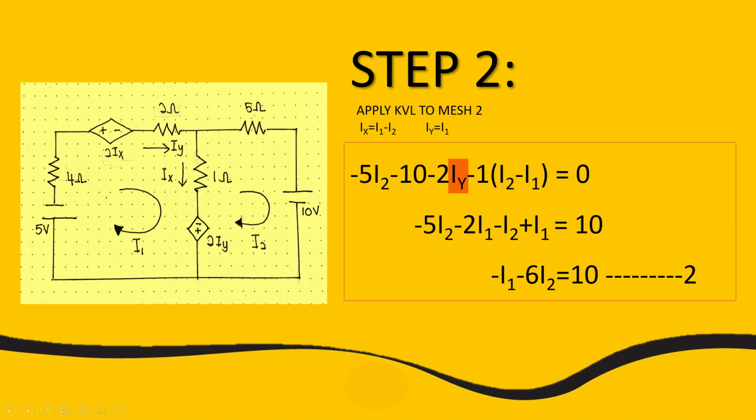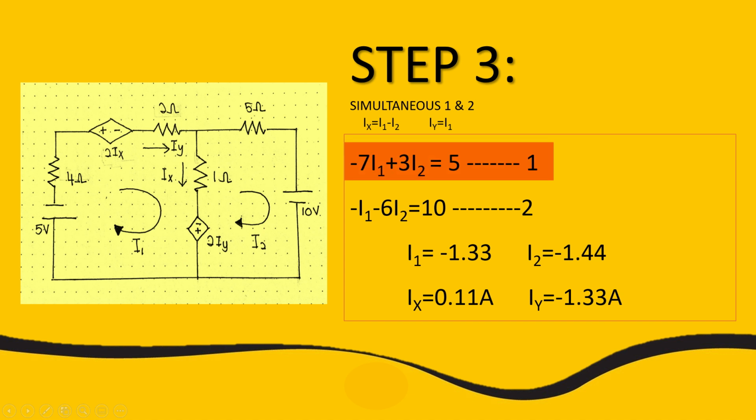For the Iy in the equation, we just need to substitute it with I1 and we have this highlighted equation. From this equation, we simplify it and we have this equation. Since we have the mesh 1 and mesh 2 equations, now we can finally do simultaneous equations for both equations to get I1 and I2.